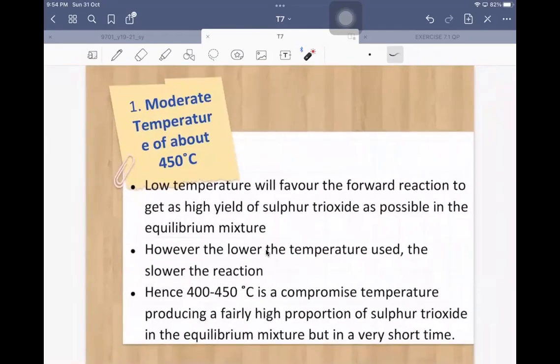Temperature: a moderate temperature of about 450 degrees Celsius. Again, it's quite low. Usually high temperature would be around thousands. So why don't we increase the temperature all the way? Because high temperature will increase the rate of the reaction. It's great, you want to form your products real quick.